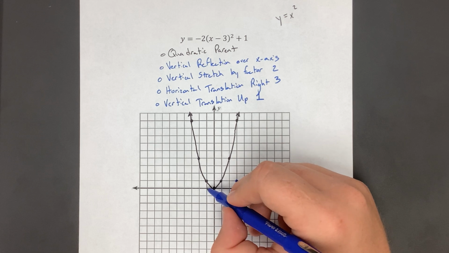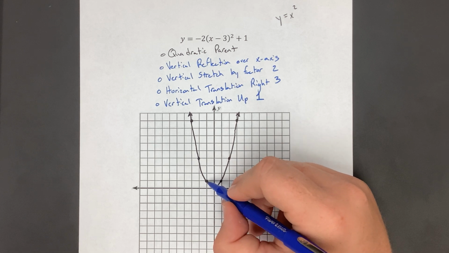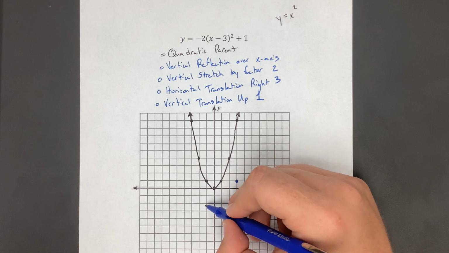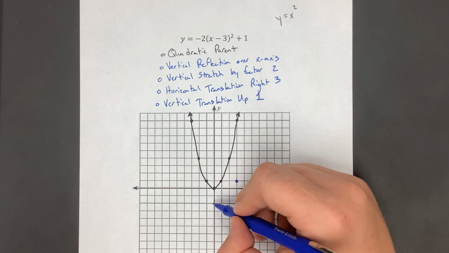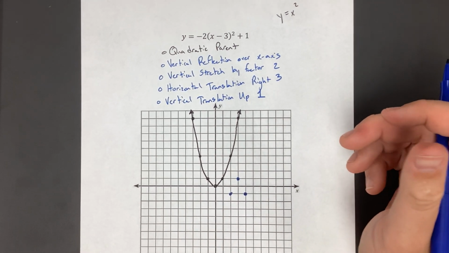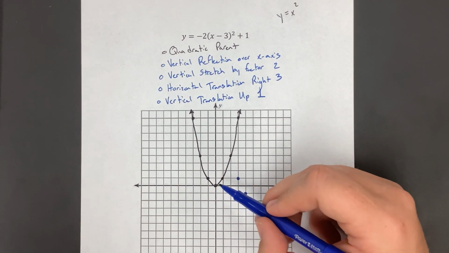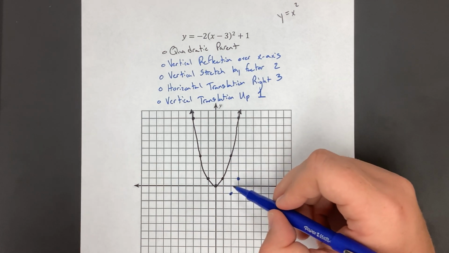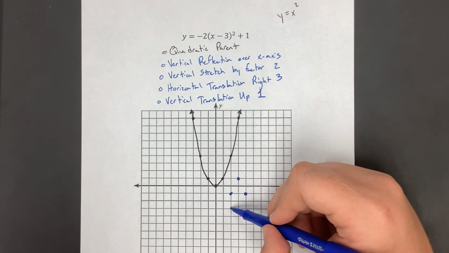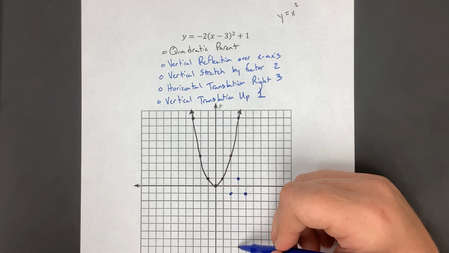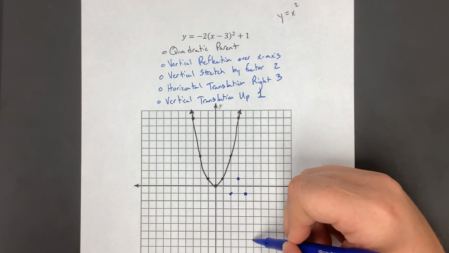Okay, and I can do the same thing for negative 1, negative 1. Negative 1, negative 1 is going to become negative 1, negative 2. And then I go right 3, 1, 2, 3, up 1, right there. Next, I have 2, 4. Well, 2, 4 is going to become 2, negative 8, 1, 2, 3, 4, 5, 6, 7, 8, after I reflect it and stretch it. And then I go right 3, 1, 2, 3, up 1, right there.